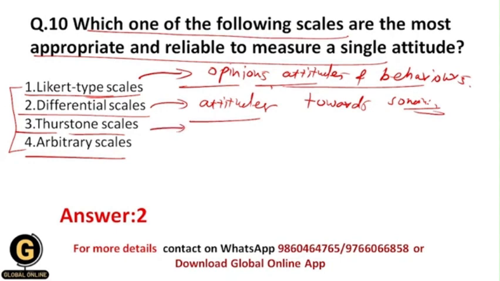The Thurstone scale measures respondents' attitude by using a series of agree-disagree statements of various weightage. So here again you can measure the respondents' attitude, but by using a series of agree-disagree statements of various weightage, and that's why here you can't measure only a single attitude. Over here you can measure different types of attitude of a single person. That's why this option again gets eliminated.